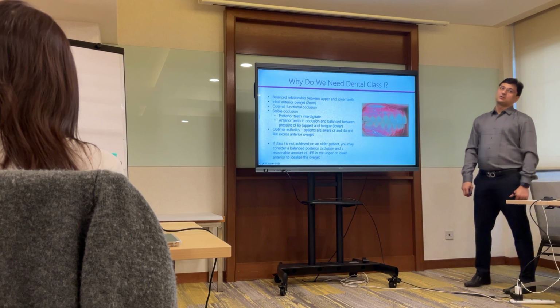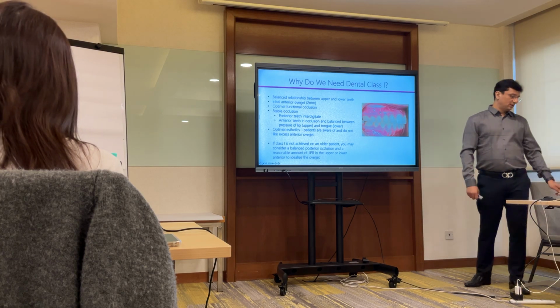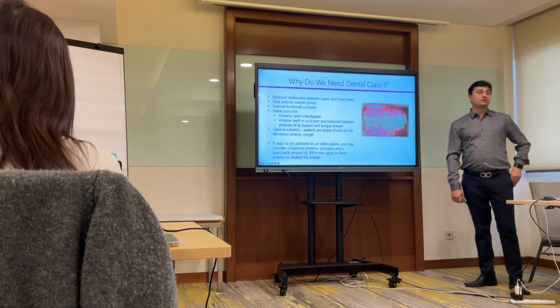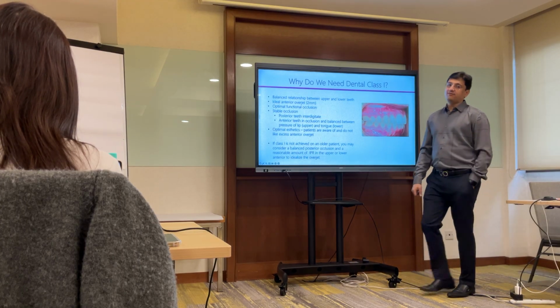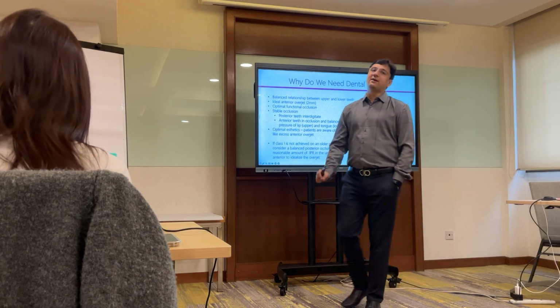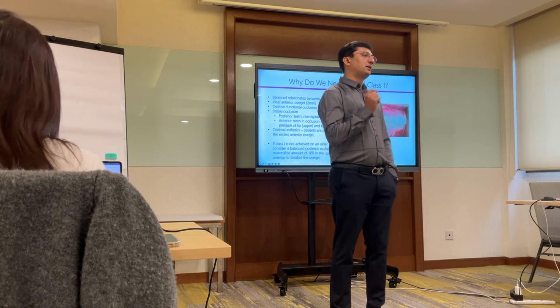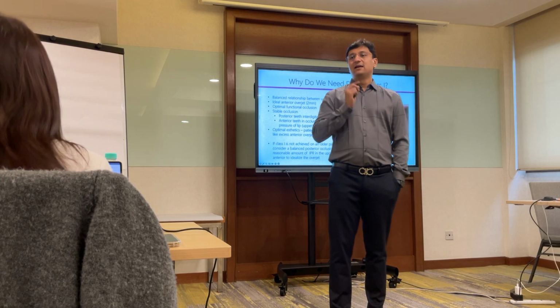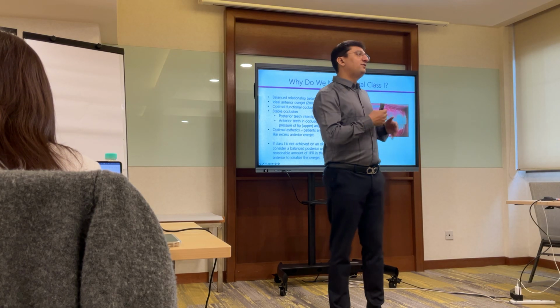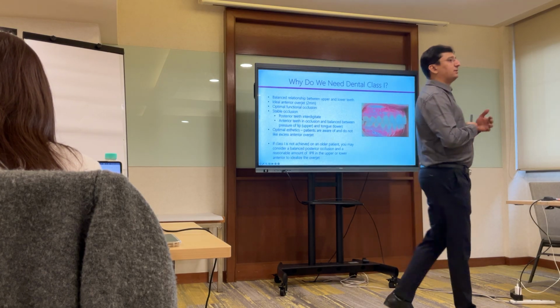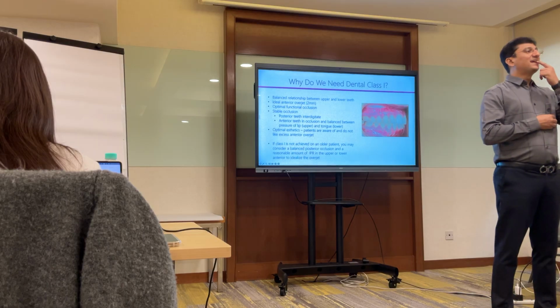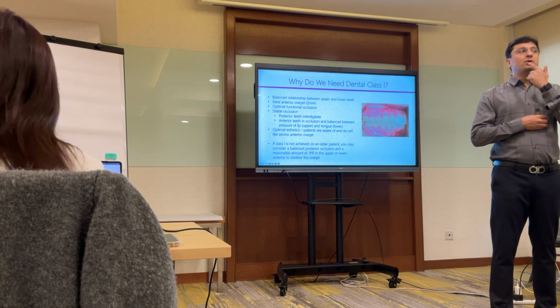Why do we need a class 1 canine? Why are we talking about class 1 canine all the time? Because when you have class 1 canine, you will have 2 millimeters of overjet and 2 millimeters of overbite. That's what looks very, very aesthetic and the patient likes it. If the amount of overjet is more, the patient starts feeling the upper incisal edge touching the lower lip.